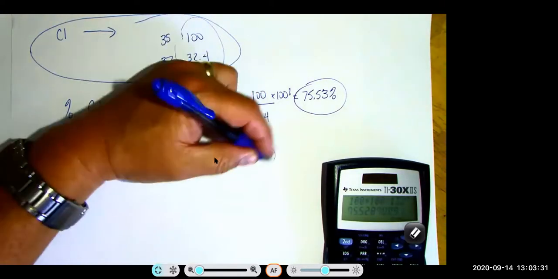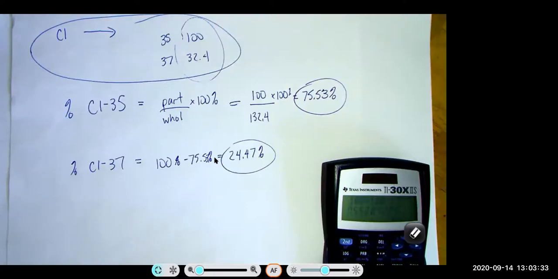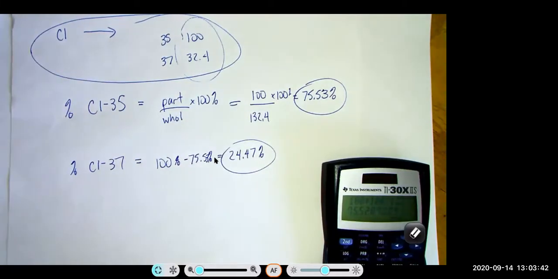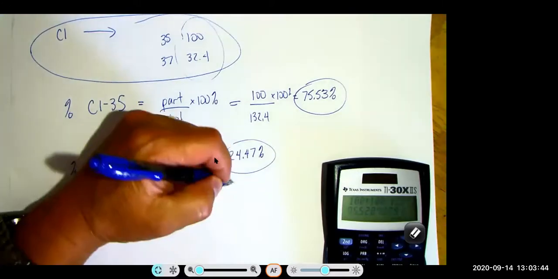I think it's 24.47. 24.47, right? Yeah. Because we can just do 100 minus that. Or we could do this. Yeah.